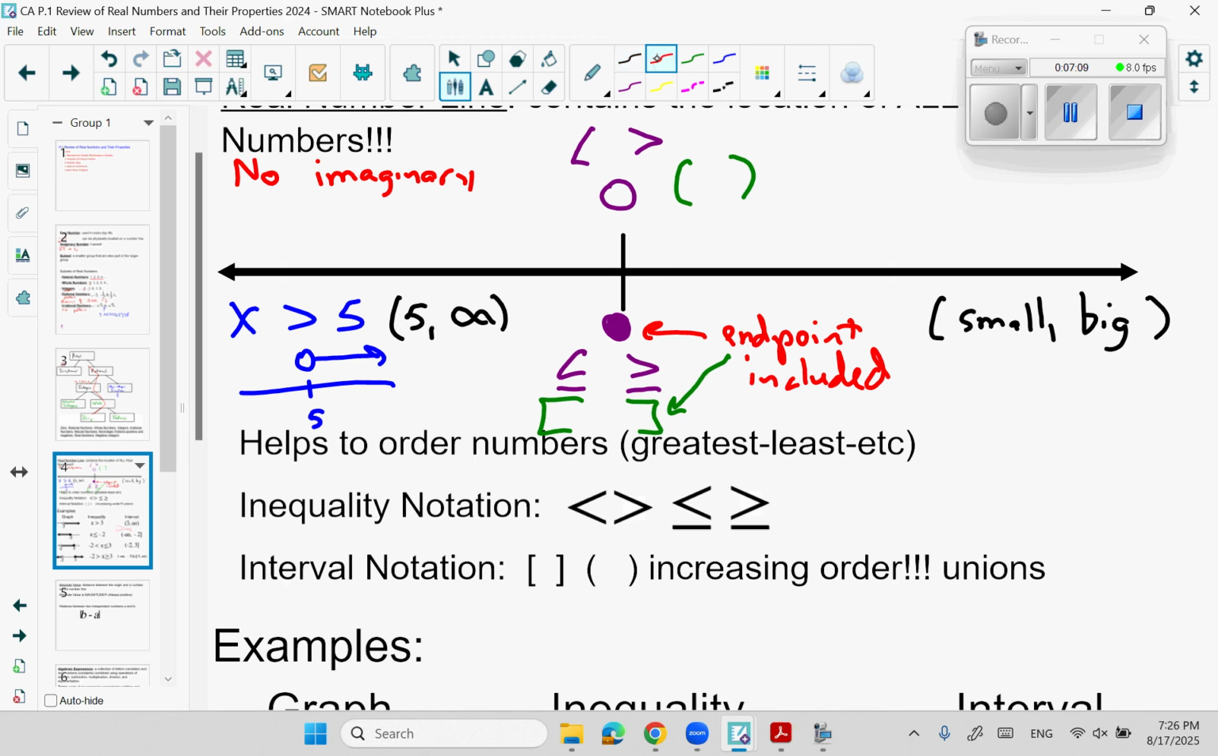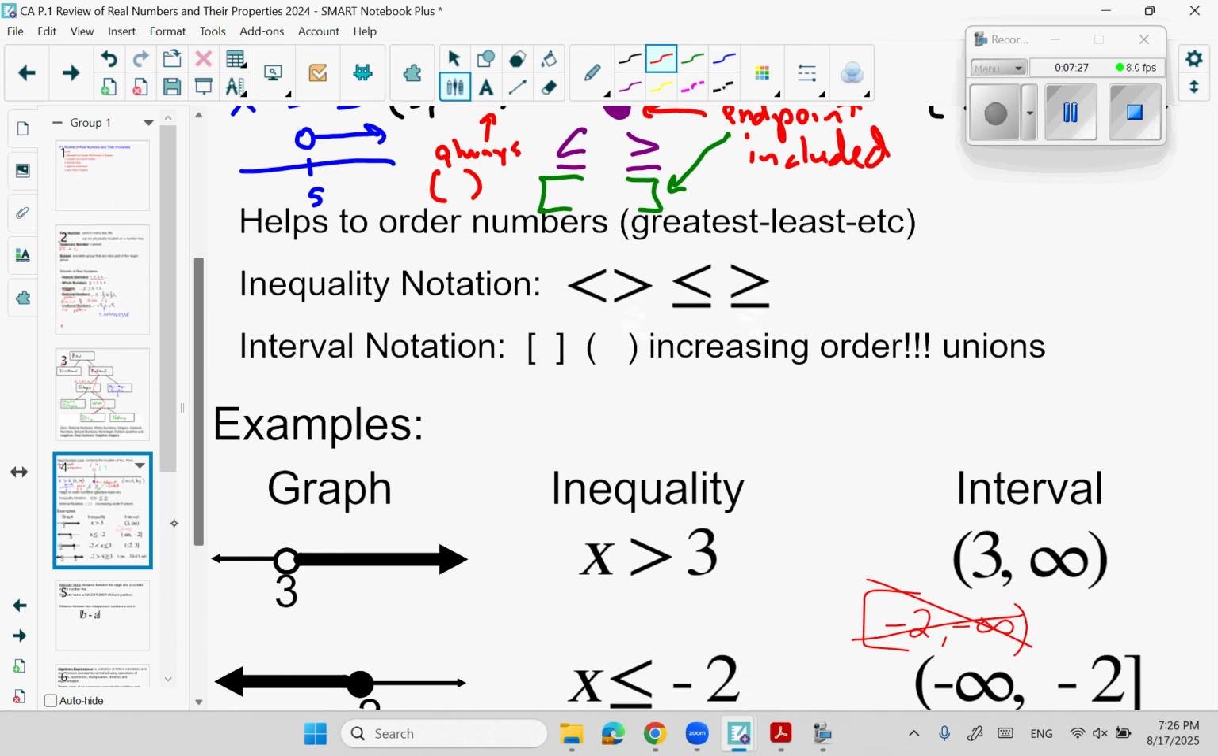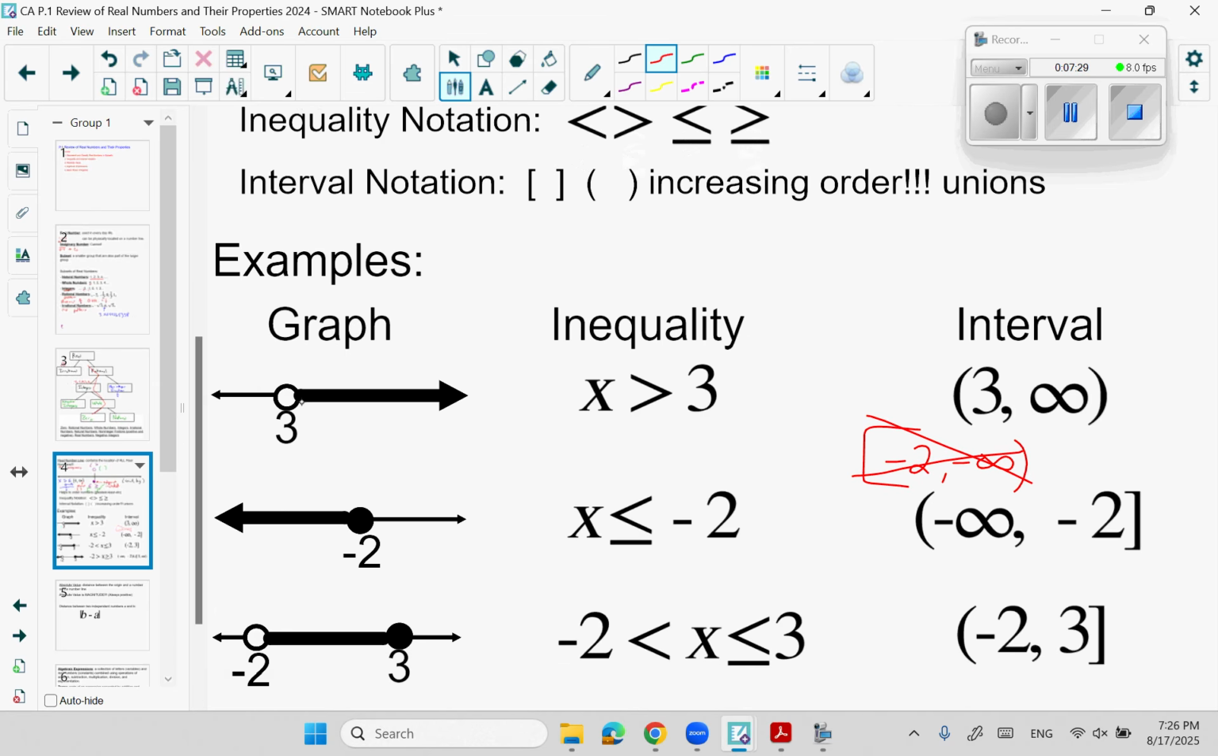One thing to note, infinities are always parentheses, infinity and negative infinity. You can never reach infinity, so it isn't included as an answer, therefore it never has brackets. So let's take a look. Here we have an open circle on the 3 going bigger, so that'd be x is greater than 3, or x is from 3 to infinity.